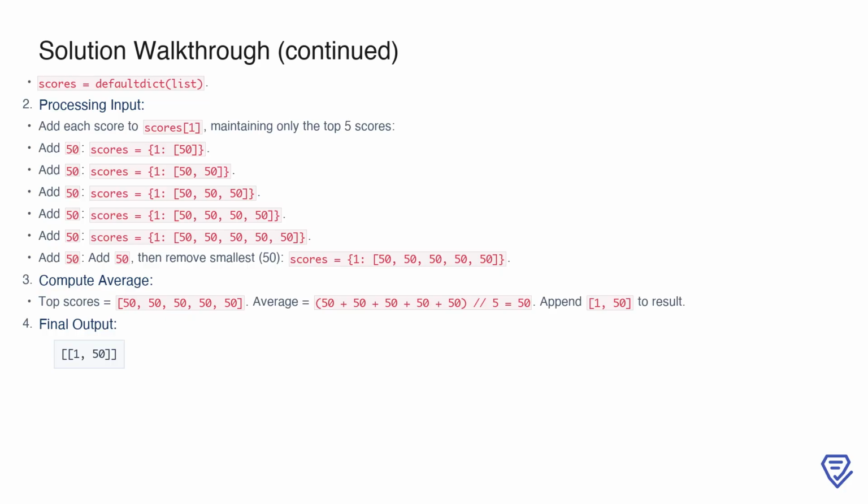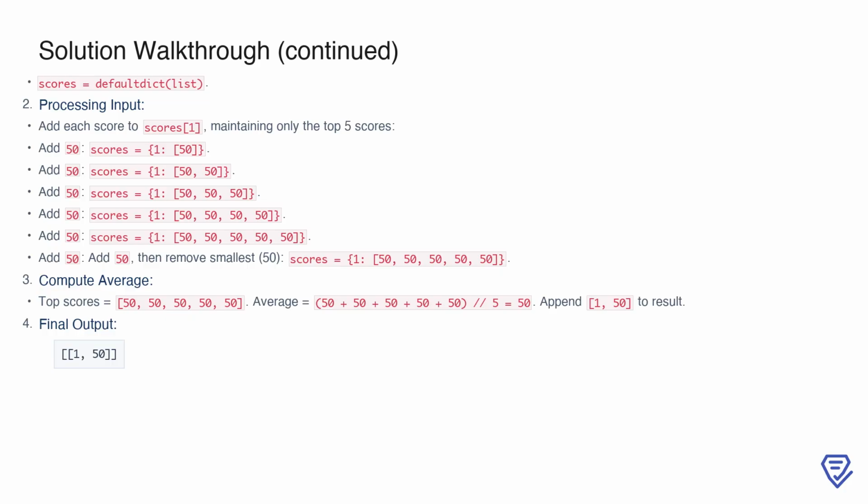Adding the first 5 scores results in 50, 50, 50, 50, 50. When the 6th score is added, we insert it into the list and then remove the smallest value, which is also 50. Thus, the list remains unchanged at 50, 50, 50, 50, 50. To compute the average, we sum the top scores, which is 250, and divide by 5 to get an average of 50. We append 150 to our results. The final output for this case is 150.